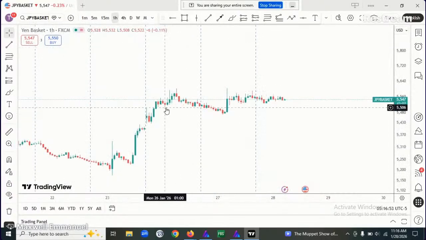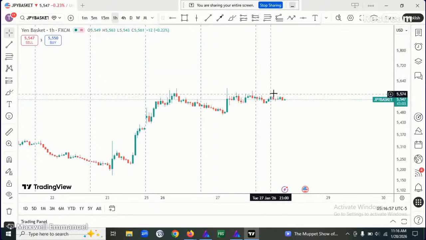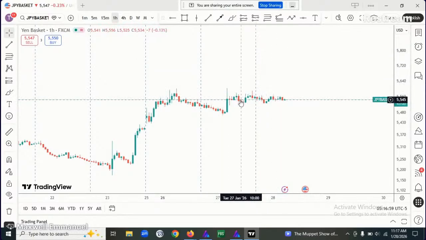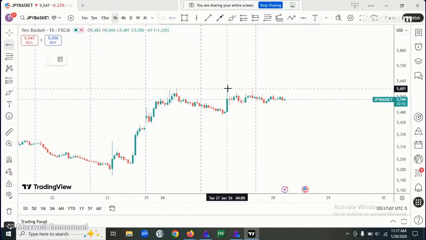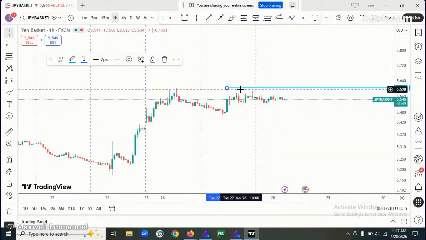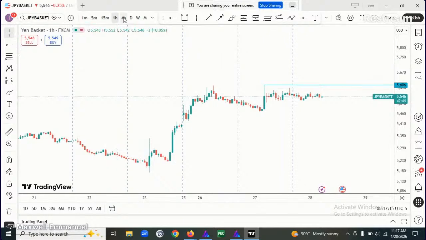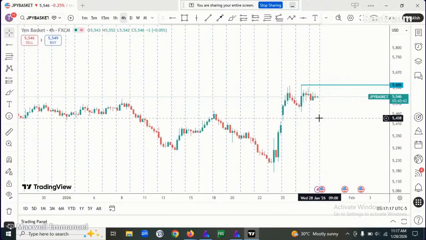You can see it has been in a range since yesterday evening. Most likely they might want to sweep this buy side liquidity before going bearish. So I'm expecting a massive sell on the yen basket.